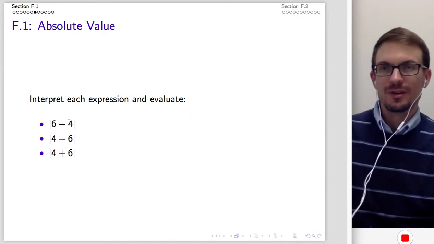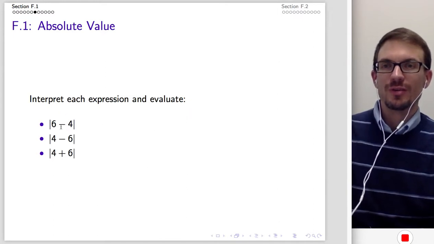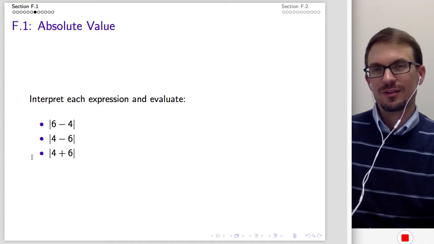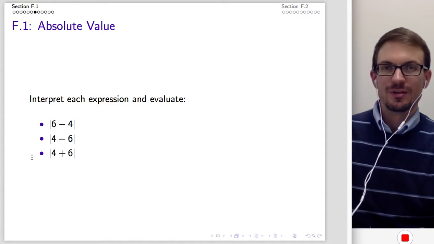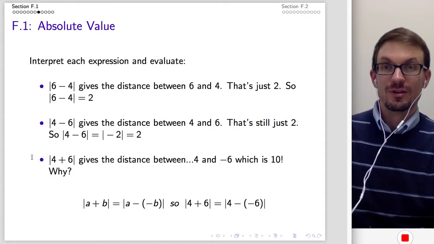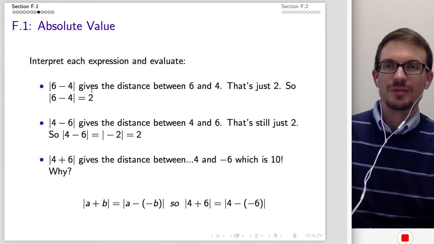Okay, so let's interpret each expression: evaluate the distance between 6 and 4, the distance between 4 and 6, and what's this one? 4 plus 6. Think carefully about that. Stop the video and do the interpretation. So what is that? Well, the absolute value of 6 minus 4 gives us the distance between 6 and 4. That's just 2, so the absolute value of 2 is 2.